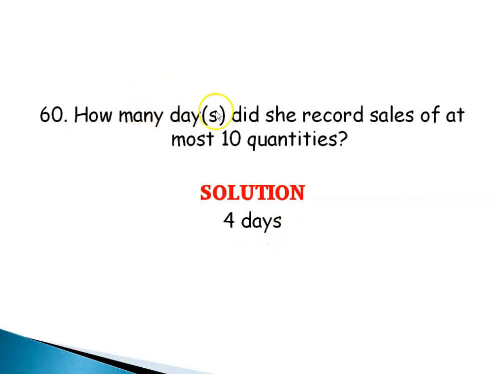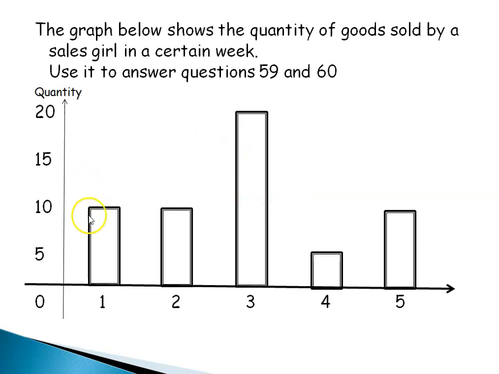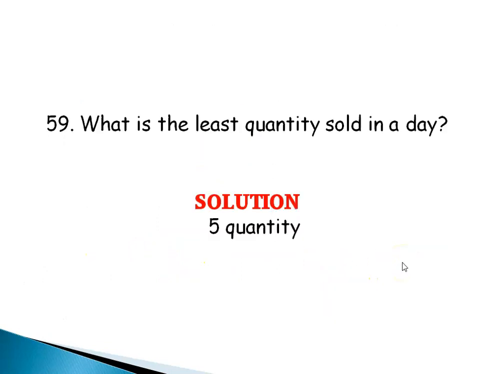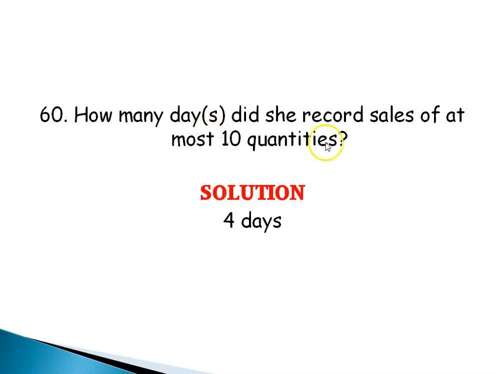Alright, and this one says, how many days did she record sales of at most 10 quantities? That means the number of days that our sales is at most 10, not more than 10. It can be less than 10 quantities, but not more than 10 quantities. So let's go back to our graph. This is 10, this is 10. That's 1, 2. This is less than 10, 3. This is 10, 4. This is more than 10, so we are not going to count this. We're counting 1, 2, 3, 4. So that is 4 days that she records sales of at most 10 quantities.